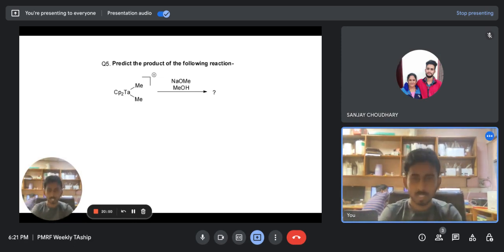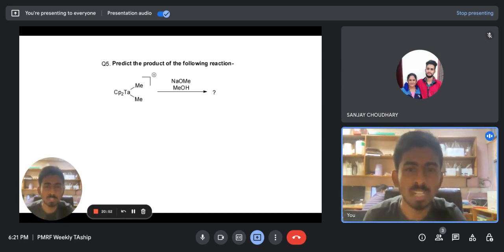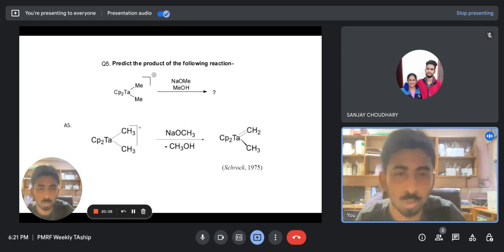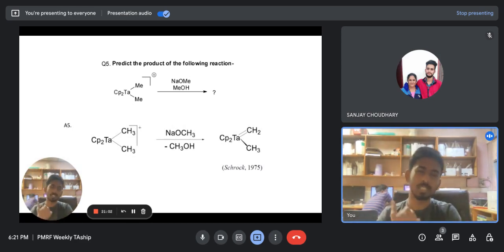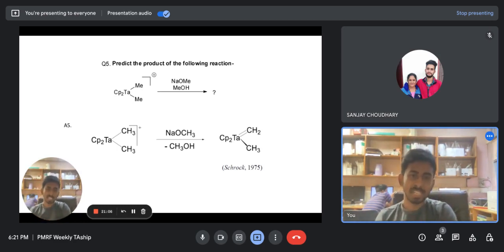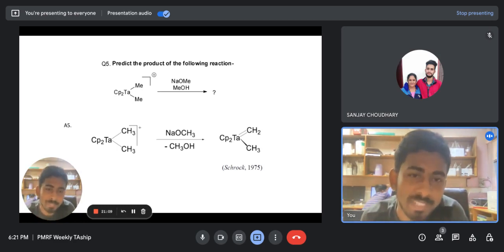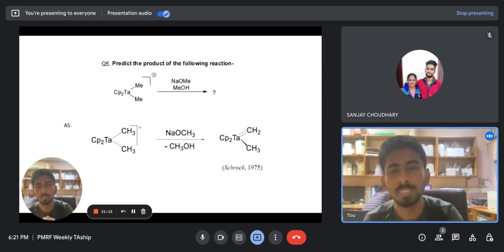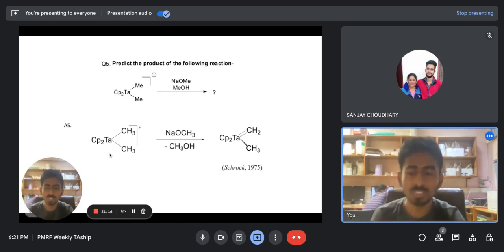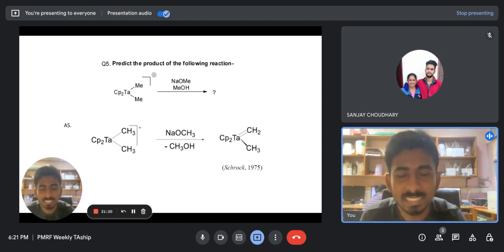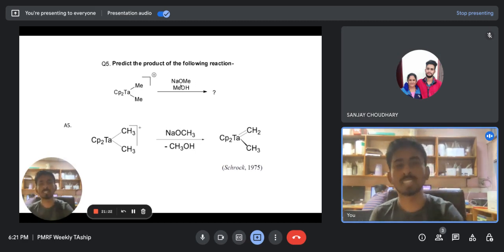What is the product? In this case, sodium methoxide is a very strong base in nature. It is also a very strong nucleophile, but it is a very strong base also. Whenever sodium methoxide is in methanol solvent, we have to understand that it will behave more as a base, not as a nucleophile. Here the methyl groups bound to this tantalum metal have acidic hydrogens. These acidic hydrogens will be taken up by the sodium methoxide, the strong base.